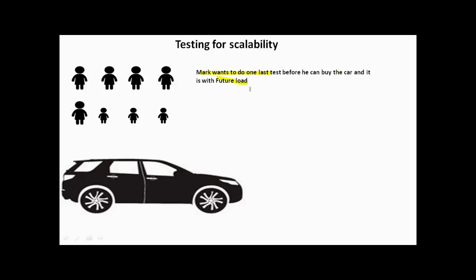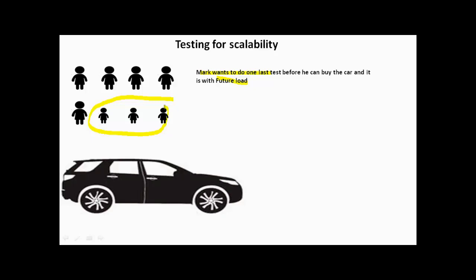And the last one is testing for scalability. Mark wants to do one last test before he goes ahead and buys the car. And what is that? That's with the future load. Mark is thinking that his current family is, yes, 5 people, but he will have kids at some point. So he's planning, let's say, to have 3 kids. So he wants to test with 8 people, because at some point his family becomes 8.